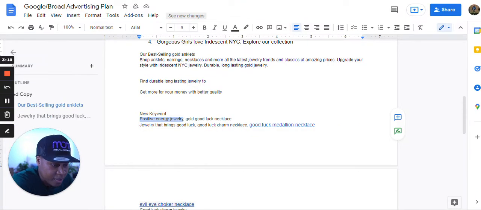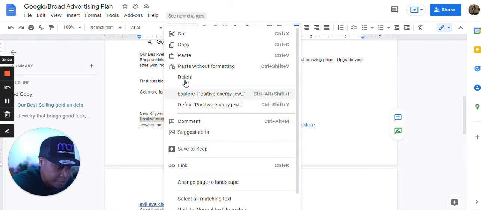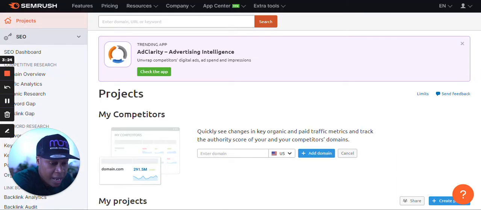All right, so I got the keywords here. We're going to go with positive energy jewelry, right? Because they want to sell some specific pieces, and they want to do a whole campaign around positive energy, evil eye, them type of thing. If that's your vibe, I think you should check it out, go buy something.